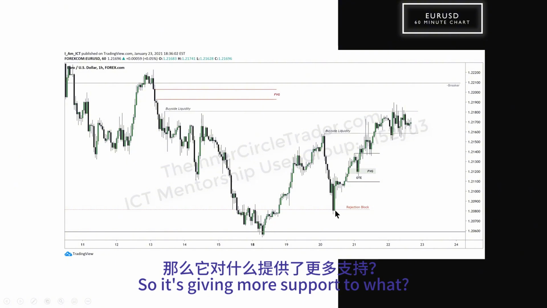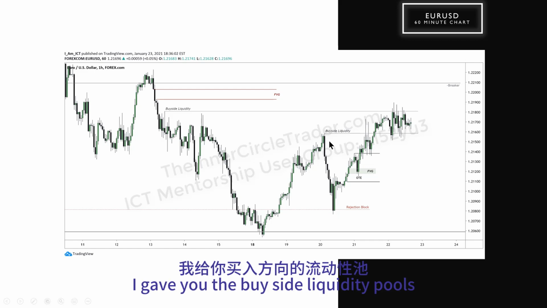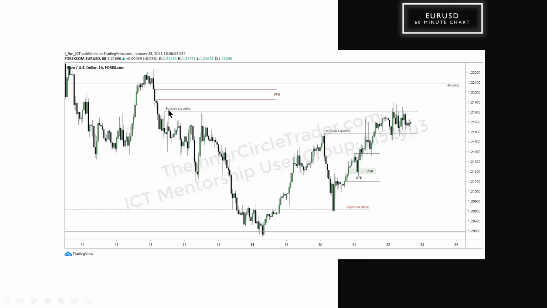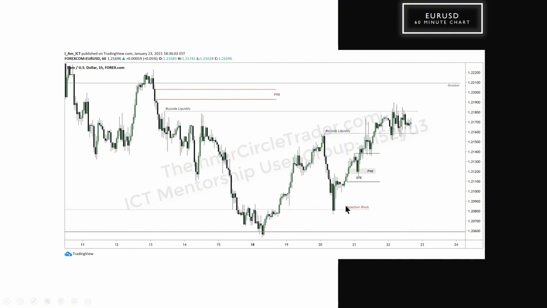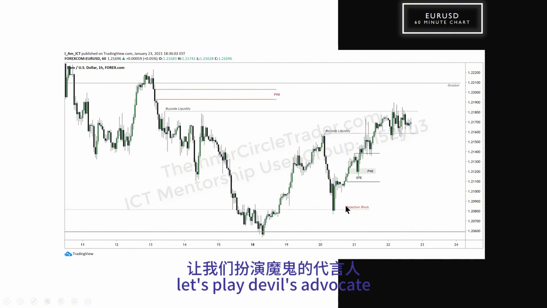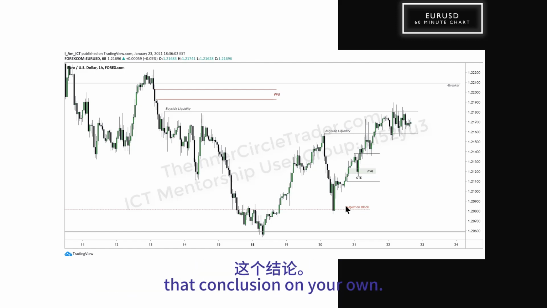So it's giving more support to what? Near term, short term order flow is bullish. I gave you the buy side liquidity pools that I felt were salient. And if I'm wrong, that's where the price is going to go. But I called and sided with looking to see if the euro would go lower. And there it is. Now, let's play devil's advocate and say that was your view and you weren't listening to me on Wednesday. Okay, in other words, say you came to that conclusion on your own.